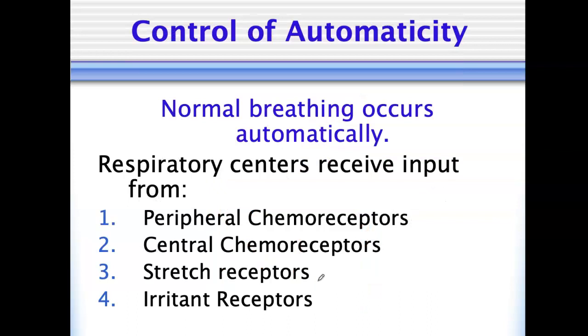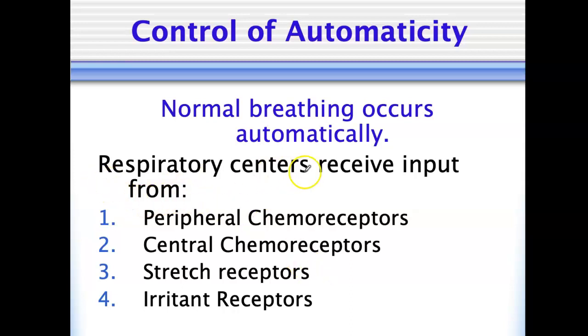Okay, what about the control of the automaticity? So you want this to happen without you thinking about it. It's automatic, and it's coming from the brain stem. So we have some receptors that are going to be receiving input as to, are you low in oxygen or are you not? Do you need to be breathing more, or is it okay to be breathing less?